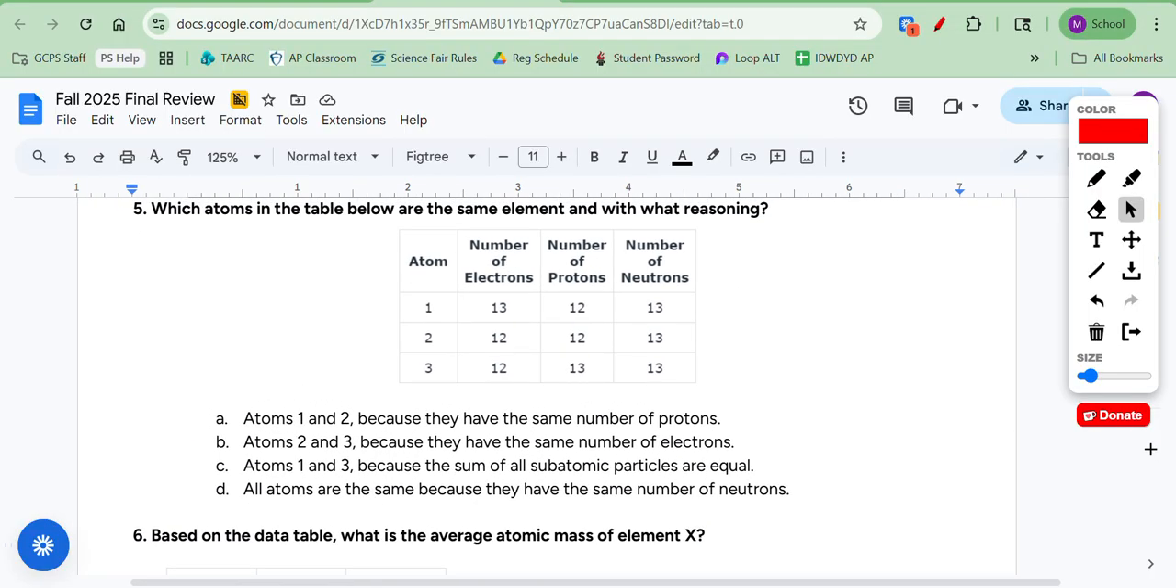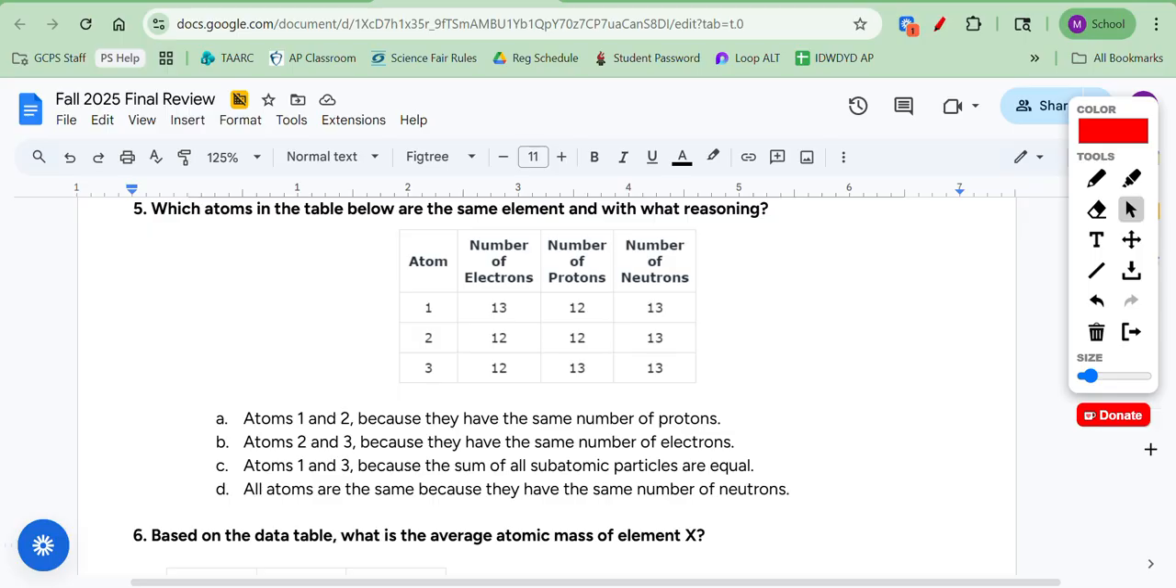Question 5. Which atoms in the table below are the same element and with what reasoning? The subatomic particles in an atom serve different purposes. The electron's purpose is to tell us things about reactivity and light. The neutron's purpose is for isotopes and mass numbers. And the proton's purpose is for element identification.